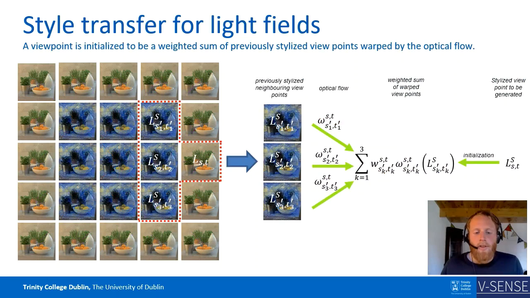The central view is simply stylized using the single image style transfer approach of Gatys et al., and is thus initialized to be white noise. The current slide illustrates the initialization process for all other light field viewpoints L^ST. We first take the set of previously stylized neighboring viewpoints. We warp each stylized view in this set according to the optical flow between the corresponding original unstylized view and the view to be stylized. We then initialize the viewpoint being stylized to be a weighted sum of these warped stylized views. The weights W are computed so as to give more importance to angularly close viewpoints, and further details on how they are derived can be found in our paper.